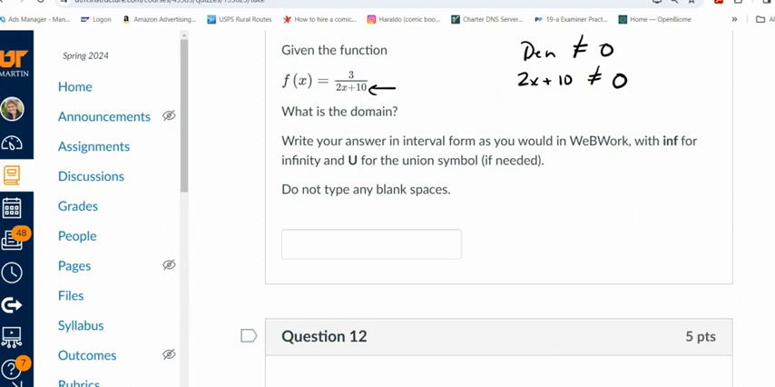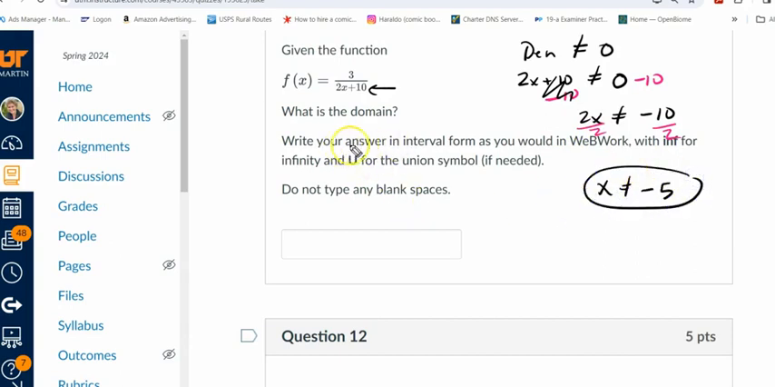So I can subtract 10 from both sides, and this will become 2x is not equal to negative 10. 0 minus 10 is negative 10. And then I can divide both sides by 2, and I get x is not equal to negative 5. Now, that's a correct answer, but it said write your answer in interval form, as you would in web work.